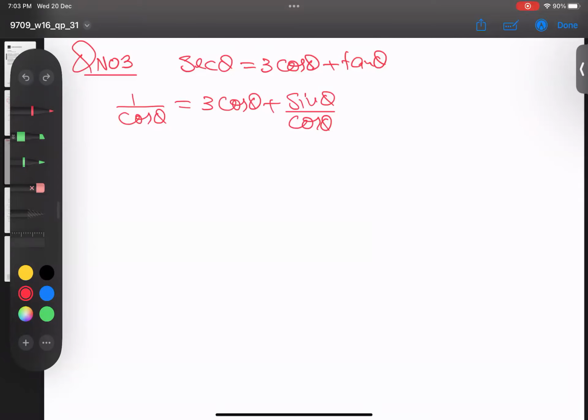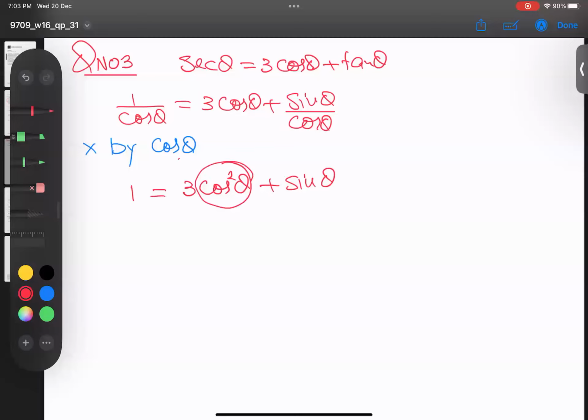Now, what is the technique? First of all, take LCM, or I can see the cos theta here. If I multiply throughout the equation by cos theta, this makes the question easier. Or a second choice, take LCM here, as students normally do, and cross multiply. But why do it this way? When I multiply cos with that, cos will cancel and I get a 1 only. When I multiply cos with this, I get 3 cos square. When I multiply this with this, the cos will cancel and sine stays behind. So plus sine theta.